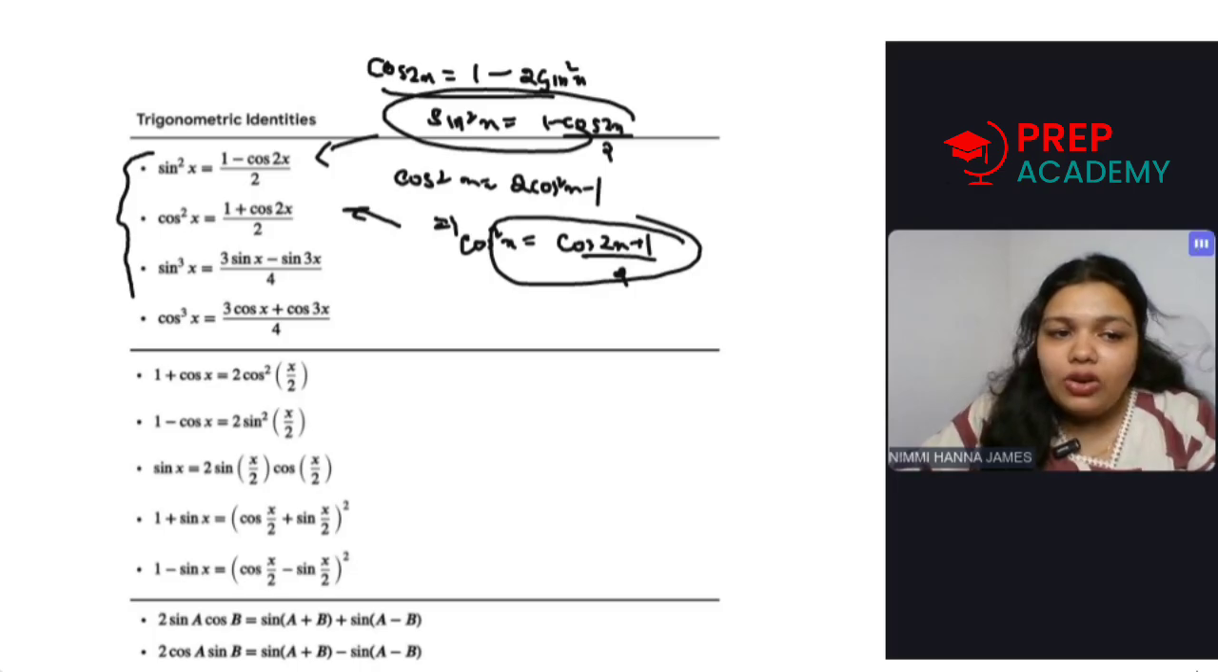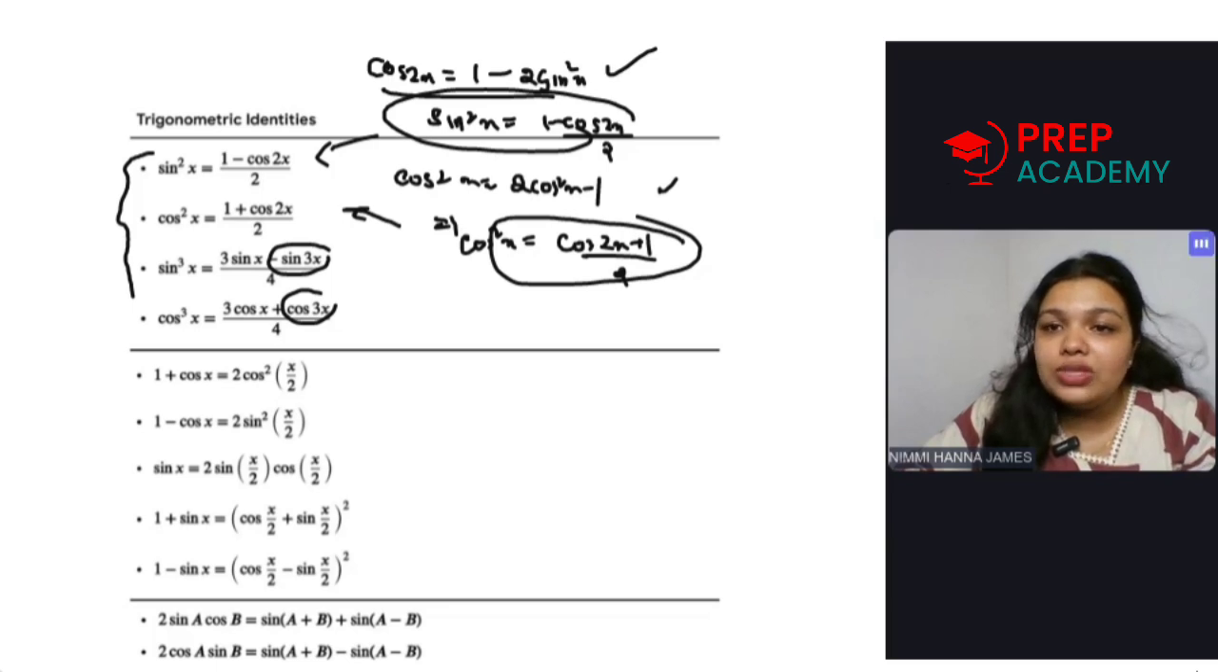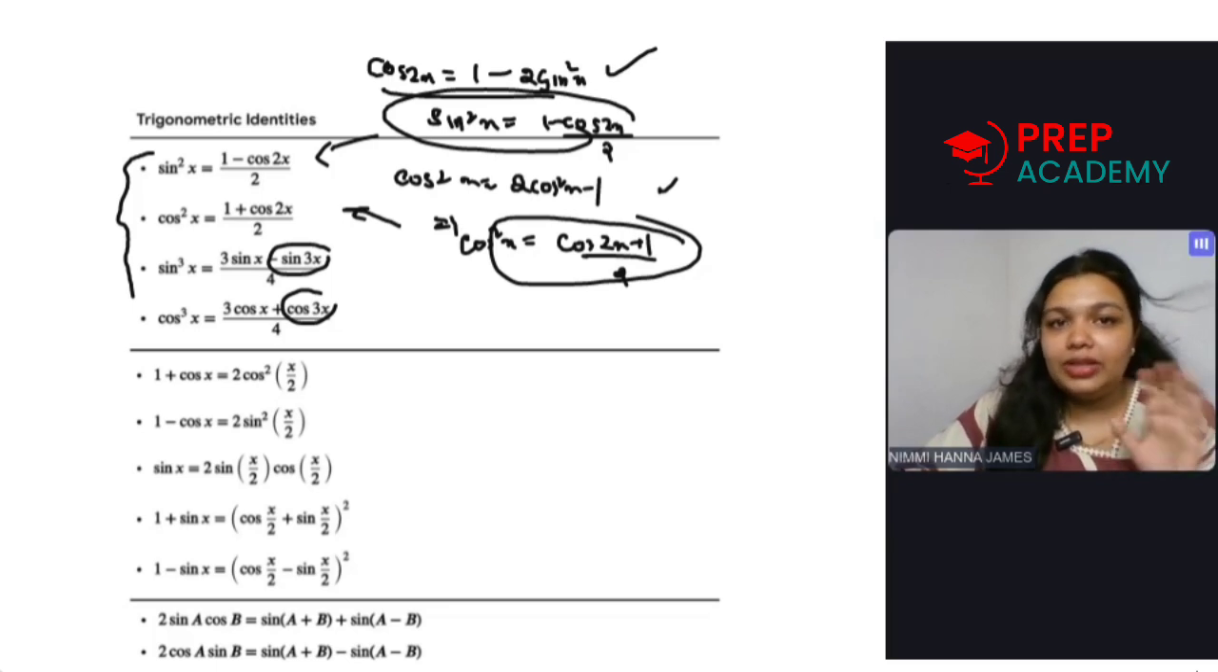You might not have learned this like this, or sine 3x, cos 3x. These are all the expansions that we might be able to use in this chapter, in solving problems using trigonometric identities.